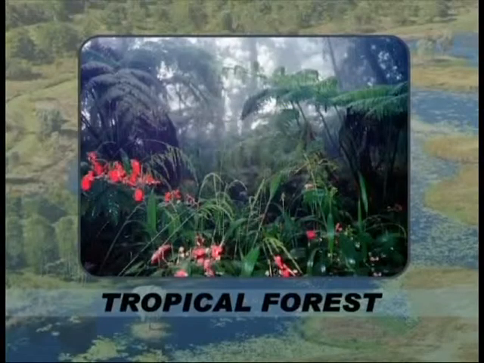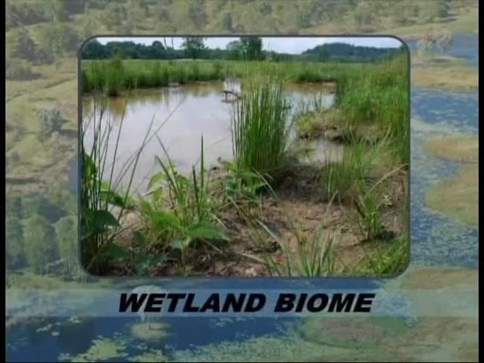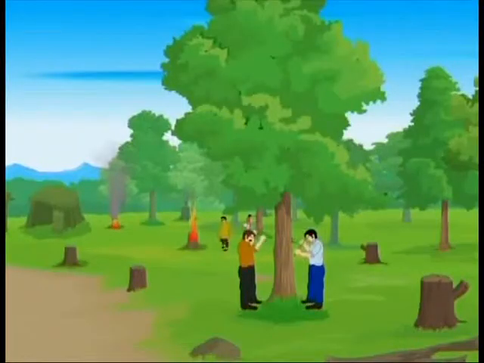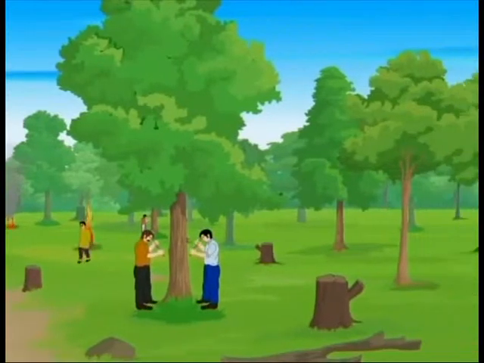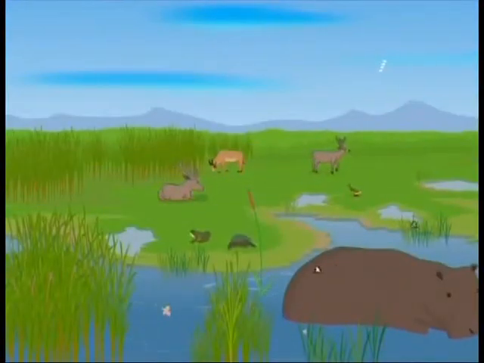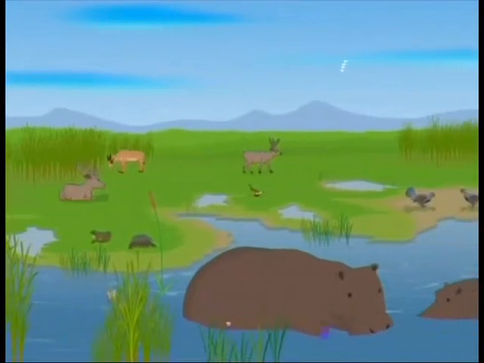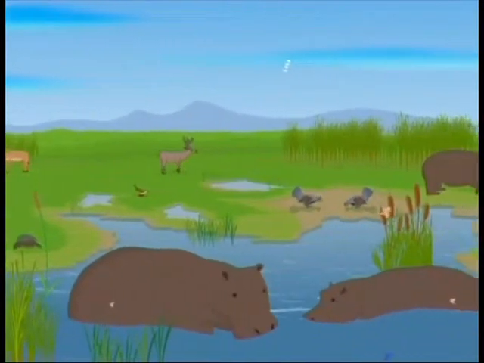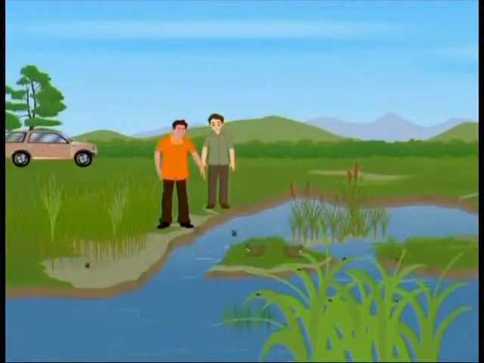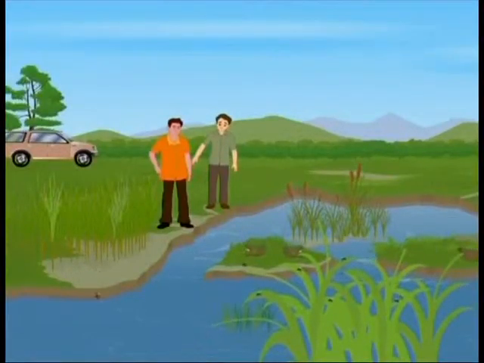Second to the tropical forest, wetland biome is a safe haven for wildlife. With the development of civilization, human beings started conquering forests, forcing the wild animals to flee. There was no place for animals to survive, so they migrated and took refuge in wetlands. But soon, humans started looking towards wetlands.